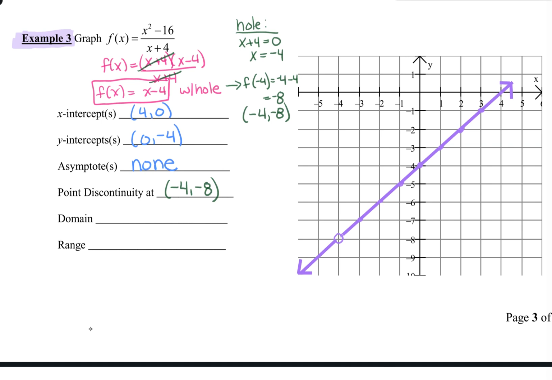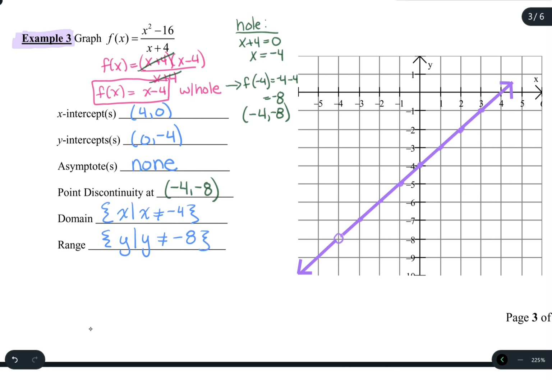And then the domain. I'm going to write the domain today in set notation: x such that x does not equal negative 4. And then the range is y such that y does not equal negative 8, because that hole is at negative 4, negative 8. All right, let's continue on.